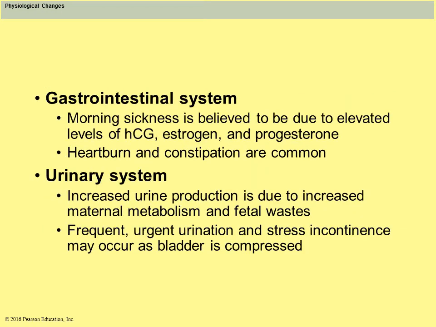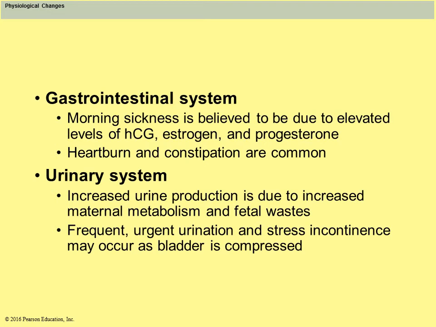In terms of physiological changes with the GI system, morning sickness is often a problem for some women. There have been studies that have linked morning sickness to elevated levels of the HCG. It may also be associated with elevated levels of estrogen and progesterone. Heartburn, constipation may be common problems with the urinary system.